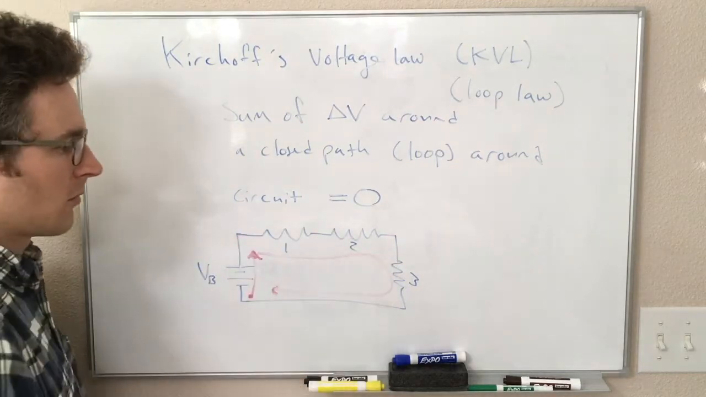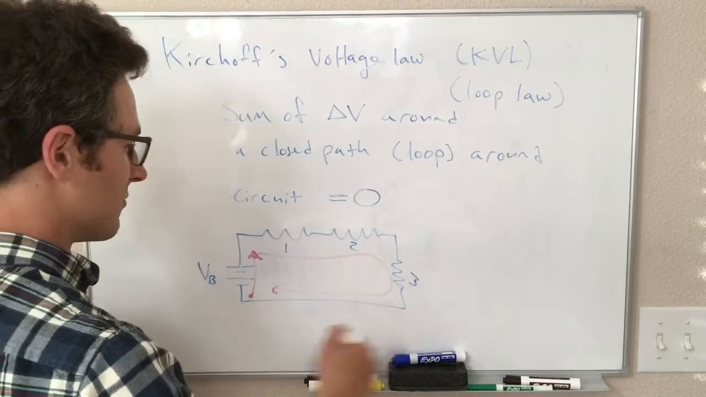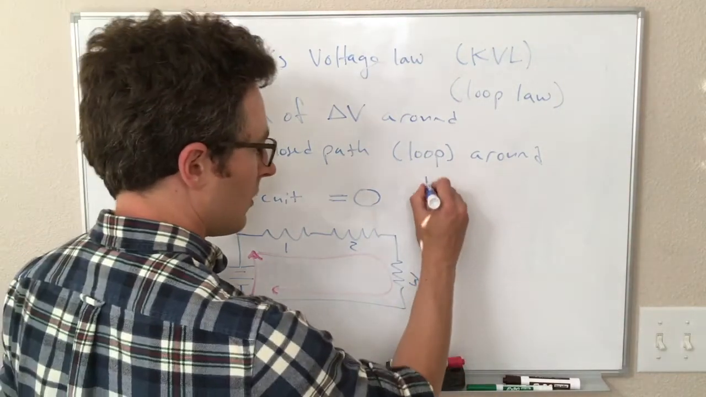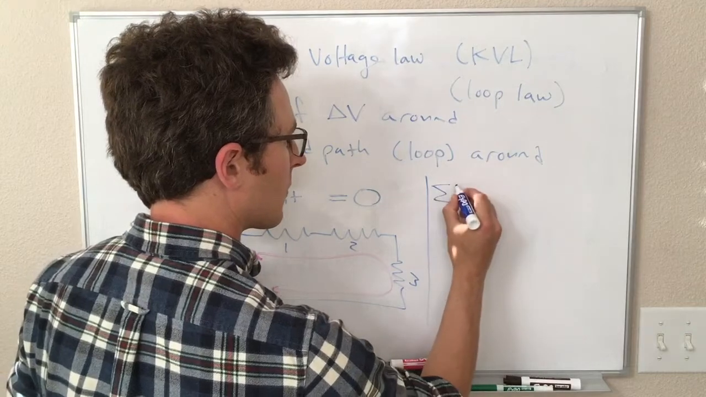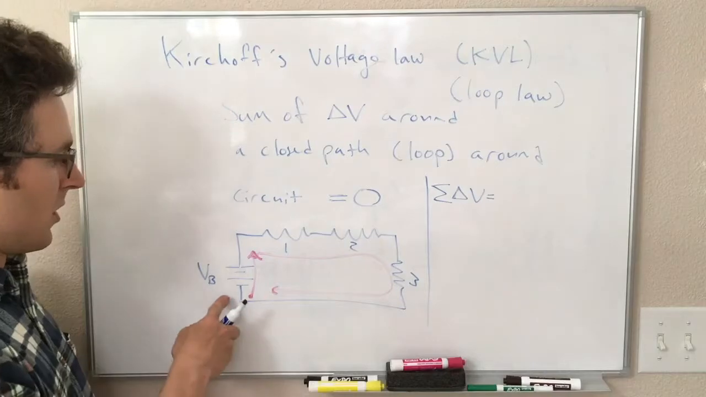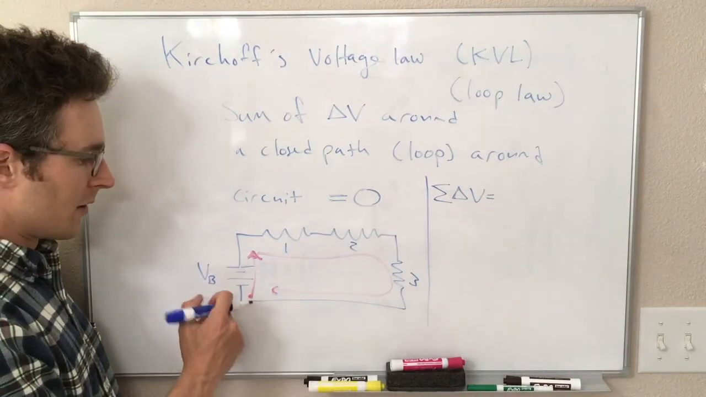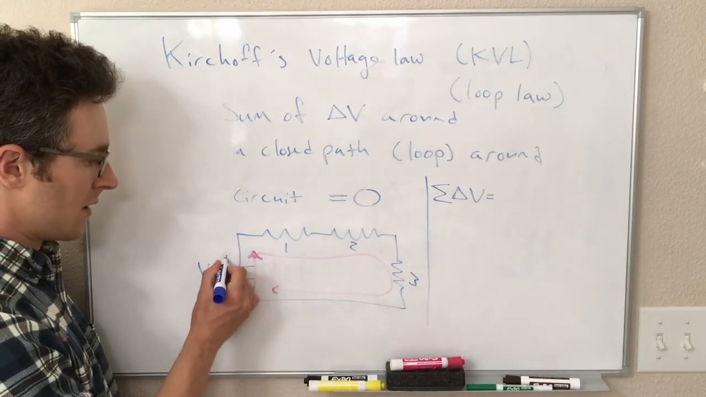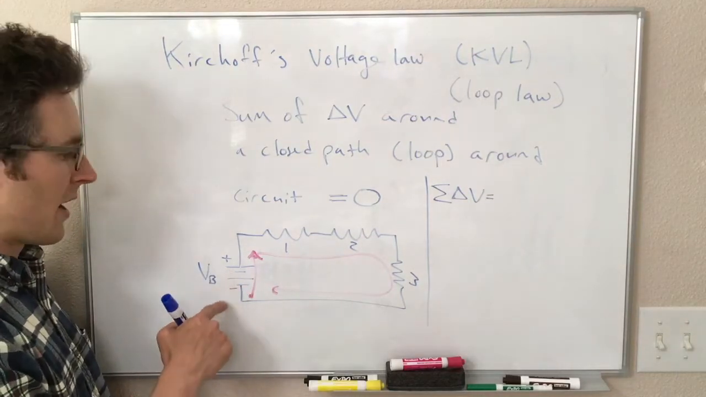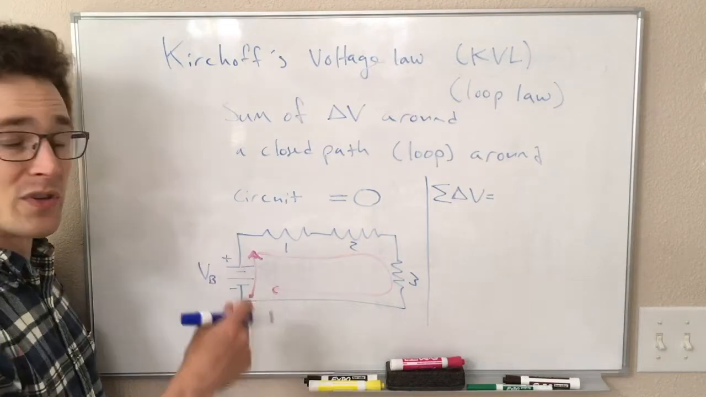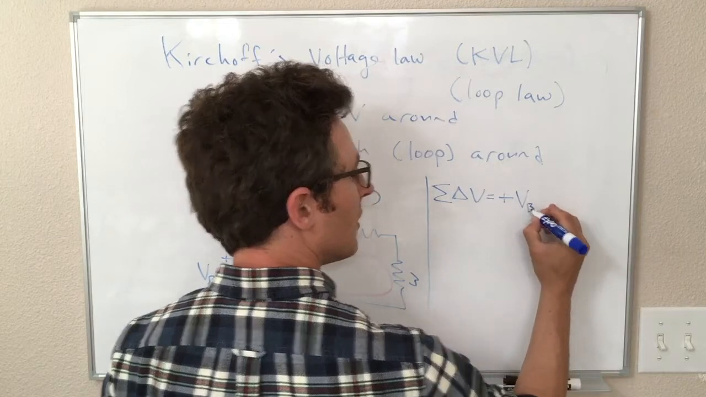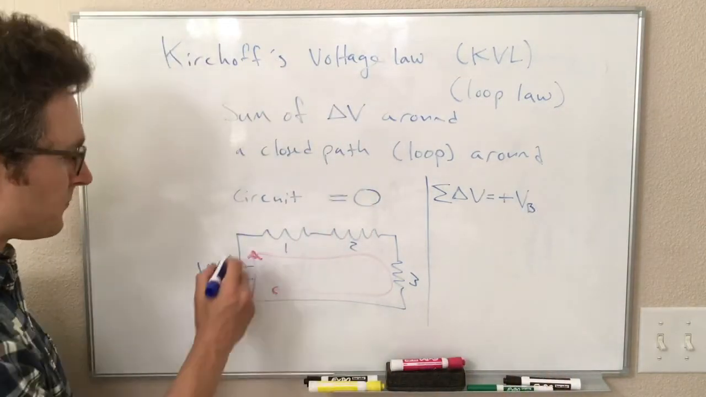So for each hop of this journey around the circuit, we have delta V's to add up. So the sum of our delta V's looks like the following. When we go from here to here on our battery, we are going from the negative side to the positive side, right? This is the short line, this is the long line, so this is the positive side of the battery. So if we're going from here to here, we must be increasing our voltage. So our first term is a plus VB, the battery voltage.